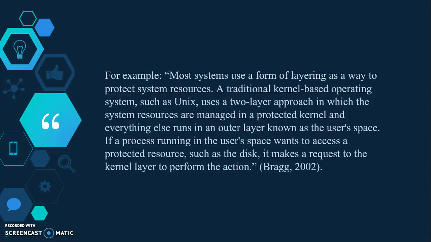For example, most systems use a form of layering as a way to protect system resources. A traditional kernel-based operating system, such as Unix, uses a 2-layer approach in which the system's resources are managed in a protected kernel and everything else runs in an outer layer known as the user space. If a process running in the user space wants to access a protected resource, such as a disk, it makes a request to the kernel layer to perform the action.